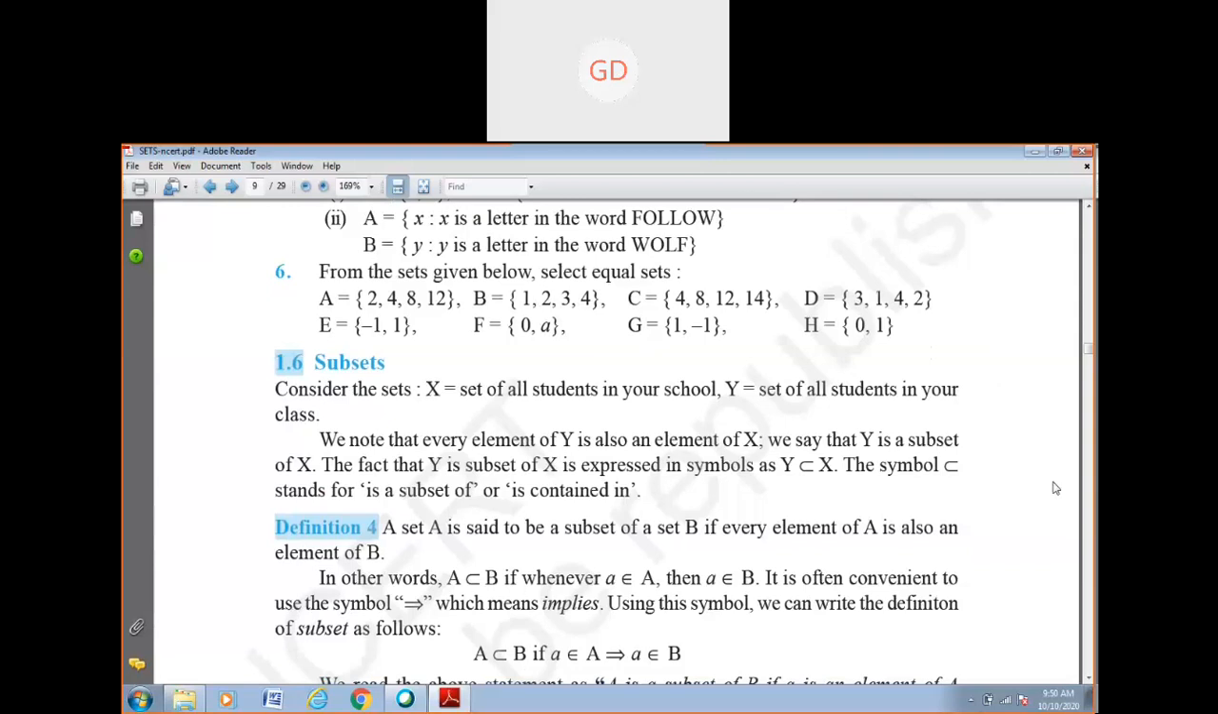I do hope you will do this exercise yourself. Very few questions are left here. Definitely, you can try yourself. I do hope you have understood this. Subsets: when a set is said to be a subset, and how it is represented, we will be discussing later on in the next class.